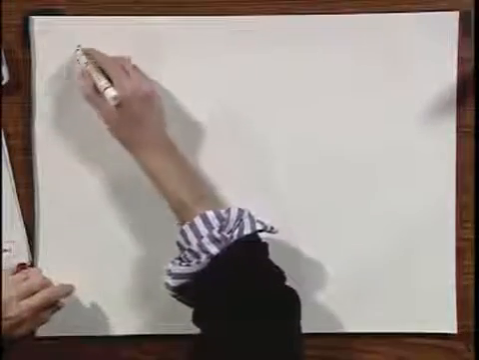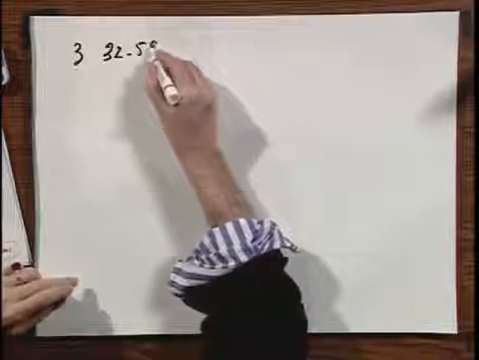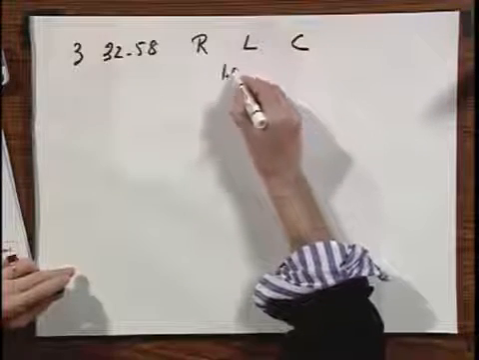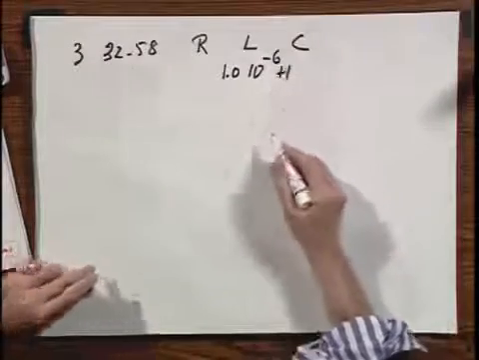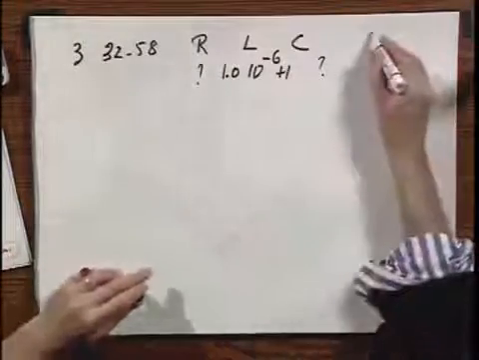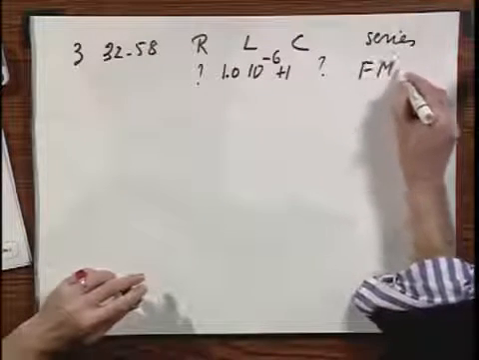Problem number 3, 3258. It is an RLC circuit. The L value is 1.0 times 10 to the minus 6 henry. We don't know C, we don't know R. They are in series. It is an FM radio.